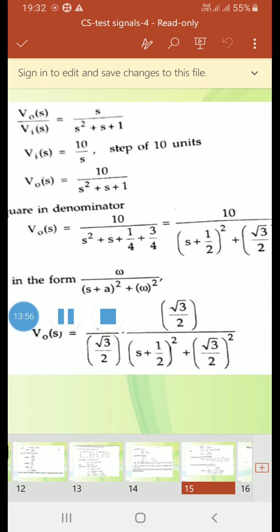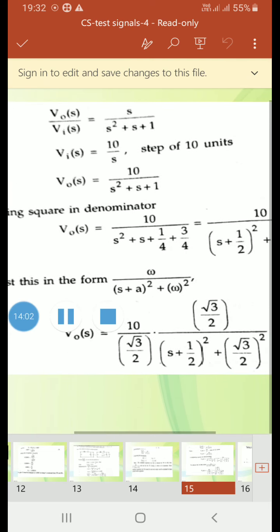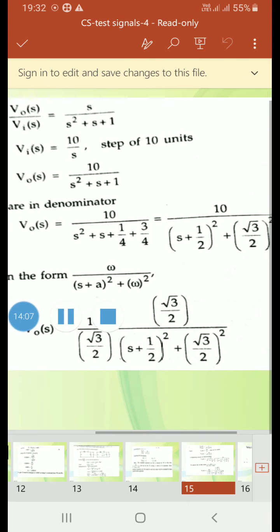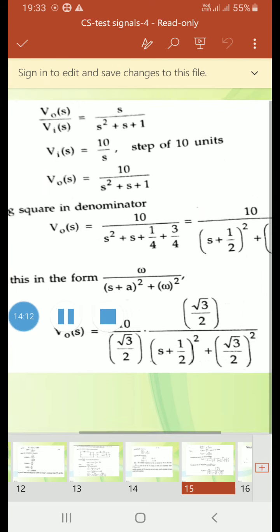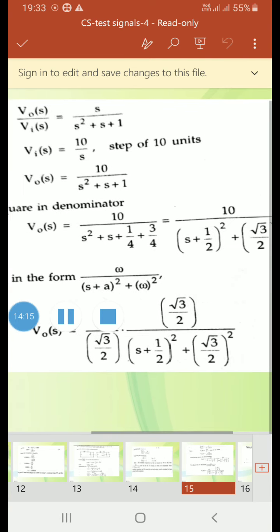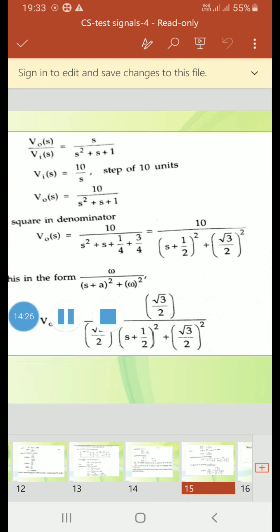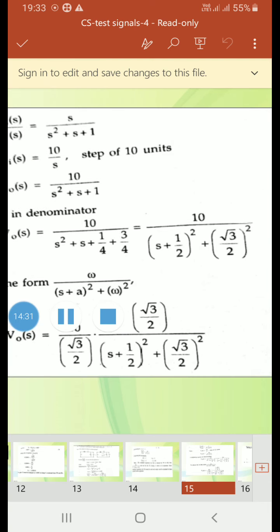Now completing the square in the denominator, V naught of S will be 10 divided by S square plus S plus 1 by 4 plus 3 by 4. 1 is written as 1 by 4 plus 3 by 4. So this will be equal to 10 divided by S plus 1 by 2 whole square plus root 3 by 2 whole square.